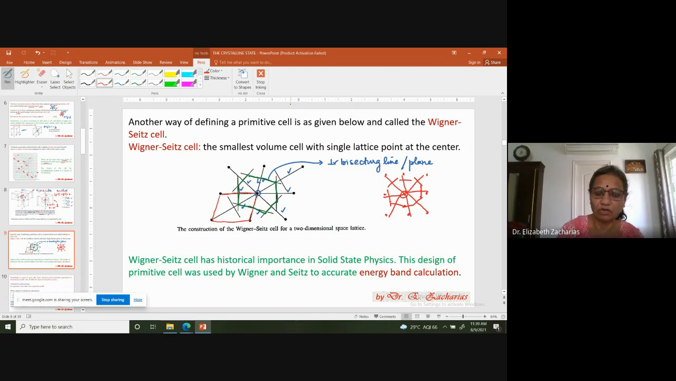Now, why are we talking of the Wigner-Seitz cell? Our discussion of it will get over in this minute. The Wigner-Seitz cell is historically important in solid-state physics. Wigner and Seitz actually used this construction when they wanted to calculate the energy bands and energies. You must have studied band theory in your chemistry and in your SPM. For the energy band calculation, the gap between the energy bands, they used this construction. That's of course out of the scope of your study, but it's a historically important event. That's the reason why we talk about it here.